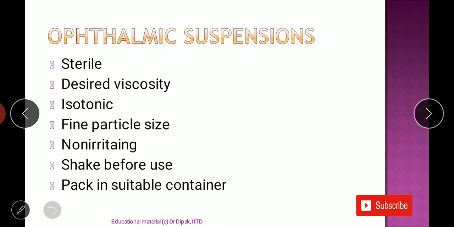Ophthalmic suspensions again are required to be sterile and of a desired viscosity. They also must be isotonic. The particle size is an important and critical parameter. They should be non-irritating. The label may require the direction to check before use, and it is packed in a suitable container.